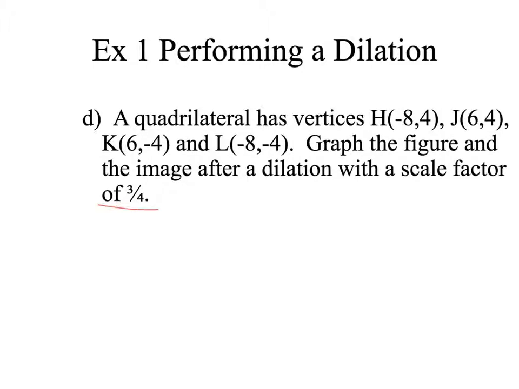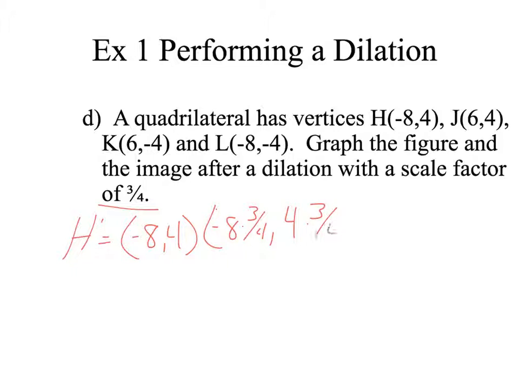Quadrilateral, this time we're multiplying by a scale factor of 3/4. Remember how to multiply by your fraction on the calculator. So let's start with H prime. That's -8, 4. So -8 times 3/4 and 4 times 3/4. That's going to give us -6, 3.